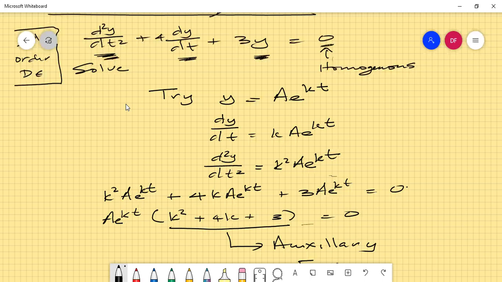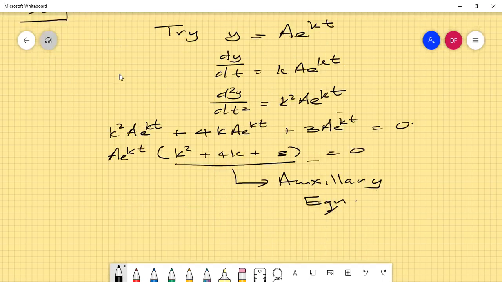Because you see that the auxiliary equation is k squared plus 4k plus 3, and the equation that we have up here is d2y/dt squared plus 4 dy/dt plus 3y equals 0. So the two things are of the same form. So we could easily look at this equation and write down our solution. So the auxiliary equation is k squared plus 4k plus 3. So we can easily look at the differential equation and write it down already.